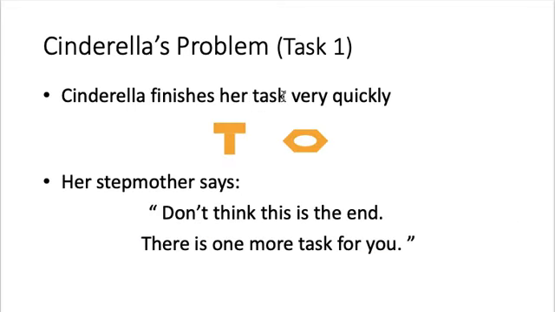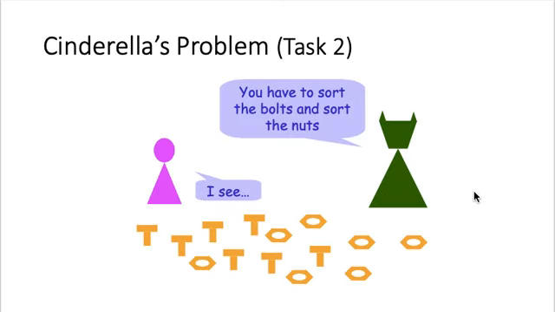So she finishes her task very quickly and obtains the largest bolt and the largest nut. But her stepmother continues to say, "Oh, no, no, no, don't think this is the end. There is one more task for you." So altogether, there are actually two tasks. So what is the second one?